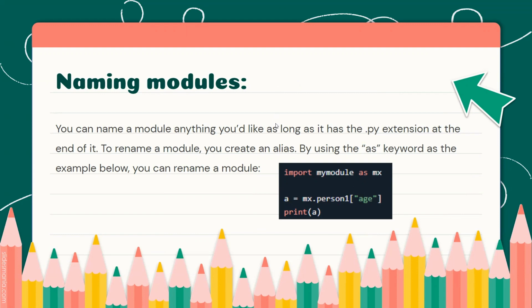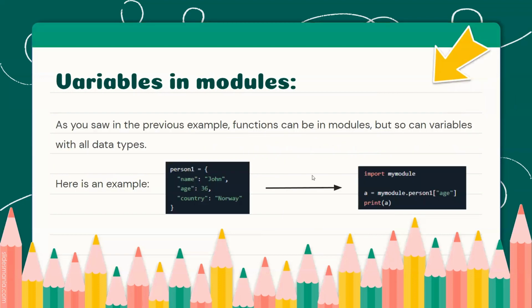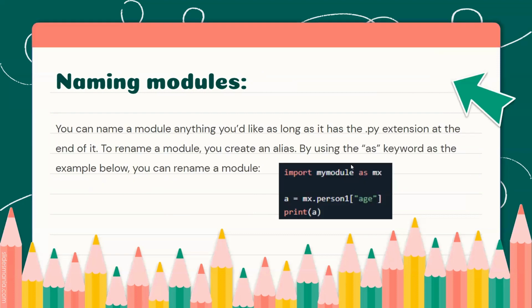To rename a module, you create an alias. Using the as keyword as in the example below, you can rename a module. So import mymodule as mx. Now you don't need to type the whole thing. You can just rename it and make it a little bit shorter. Then a equals mx.person1["age"]. This is the same thing as the previous slide, it's just that we're renaming our module.